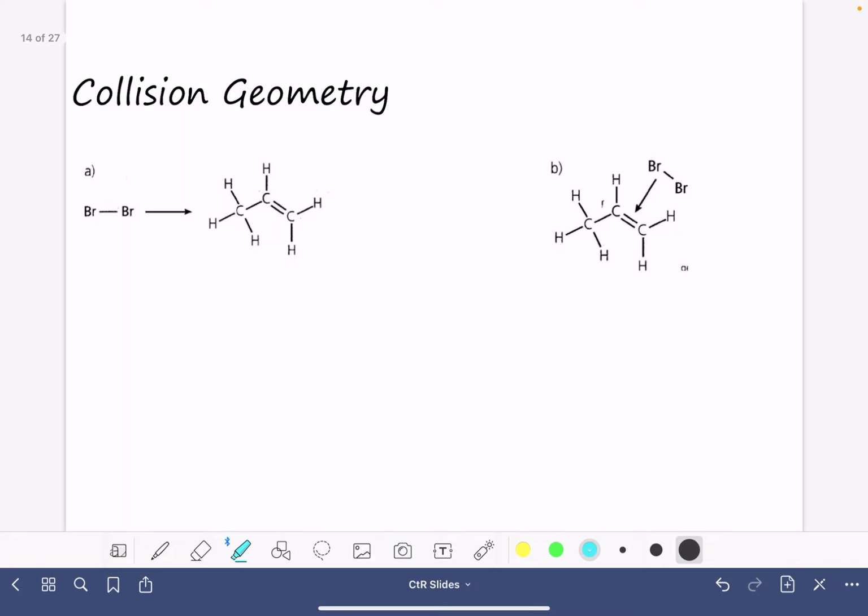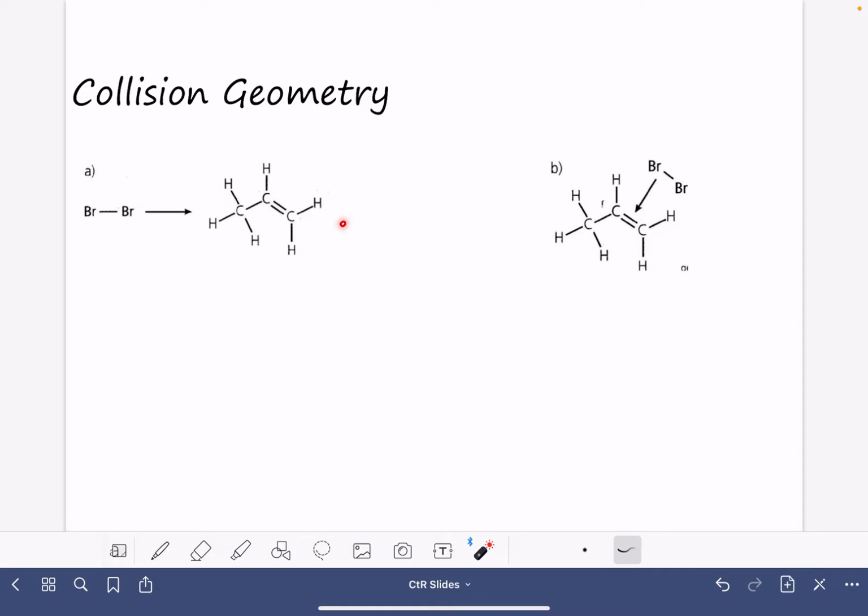A quick word about collision geometry then. So collision geometry is just a fancy way of saying what way are the atoms facing in the molecules, okay? And so say if we take this example of this bromine molecule, and it's approaching this propene molecule, to this carbon here. Now this carbon is not part of the double bond, it is not reactive. So if this bromine molecule hits the propene here, nothing is going to happen, okay?